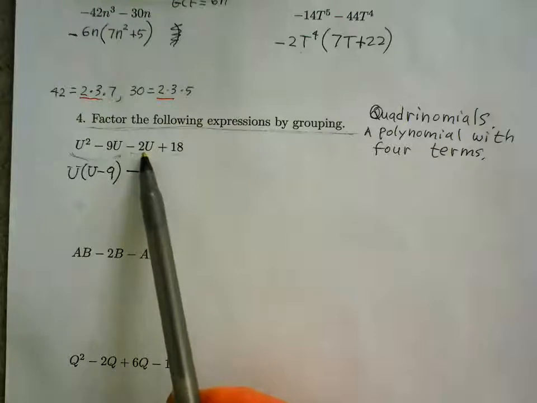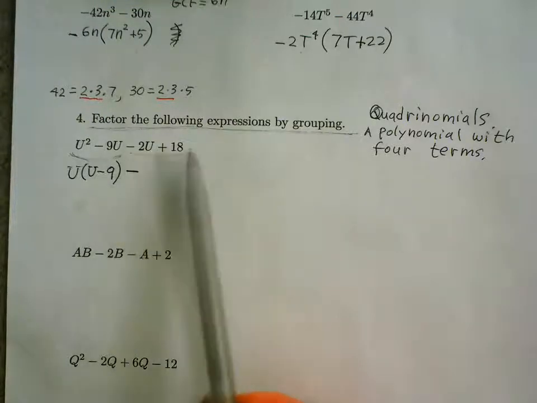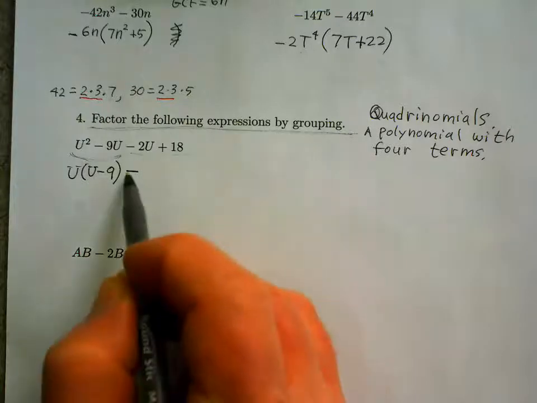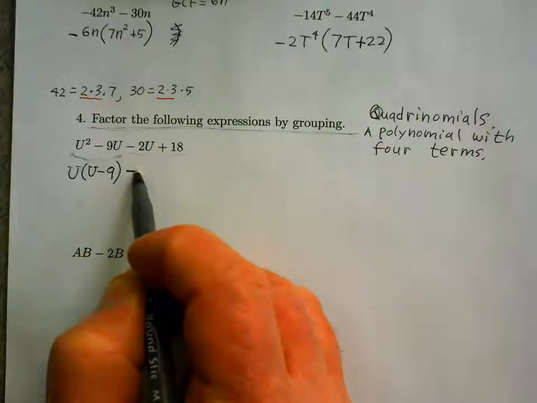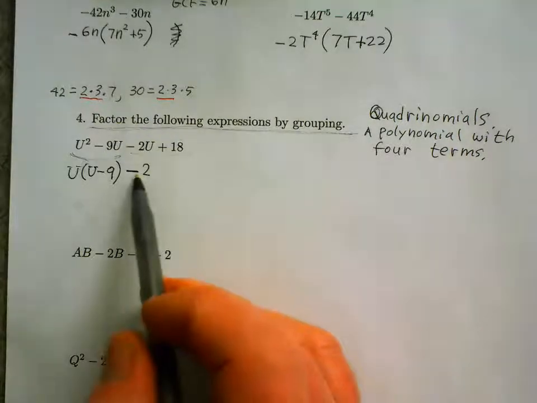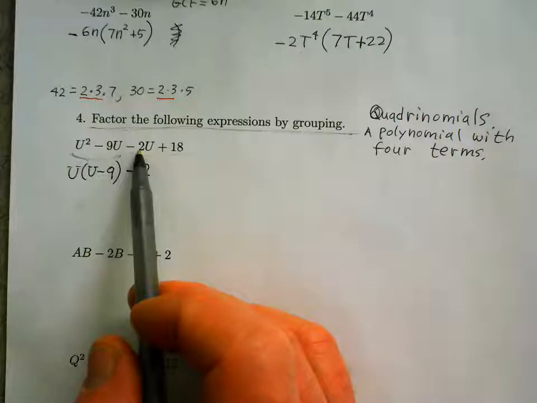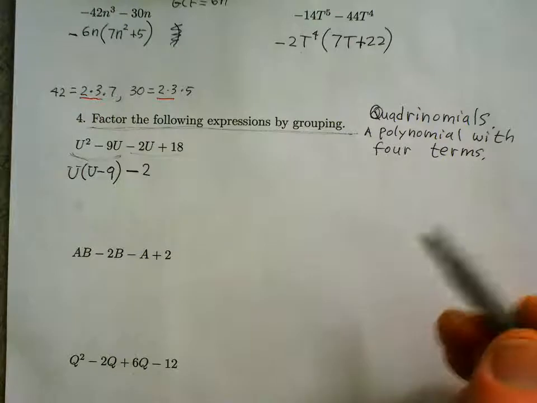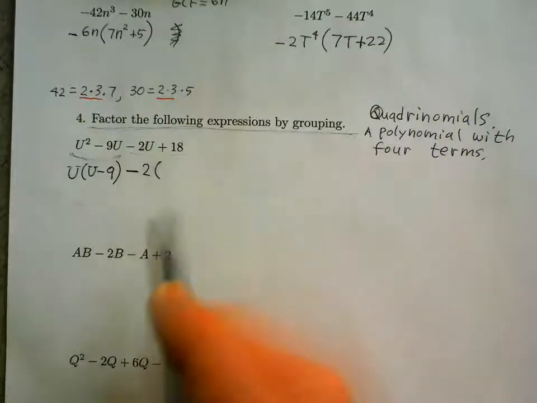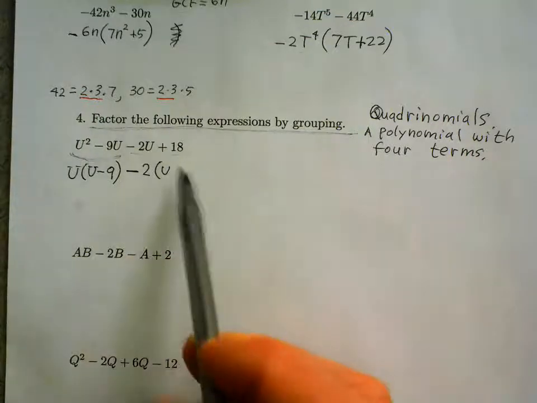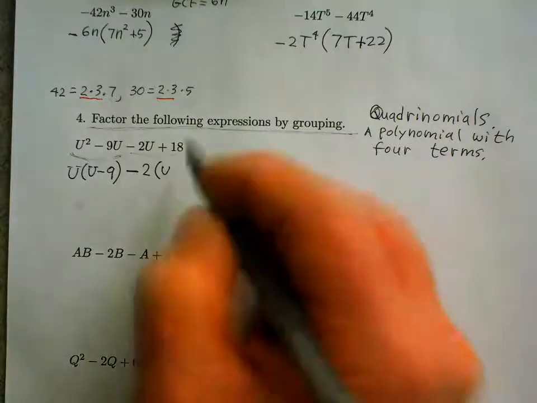So the third and fourth terms, minus 2u and positive 18, the greatest common factor is 2. So we write minus 2. And what we're really doing is we're factoring out negative 2 from negative 2u plus 18. So negative 2u divided by negative 2 is u, and 18 divided by negative 2 is negative 9.